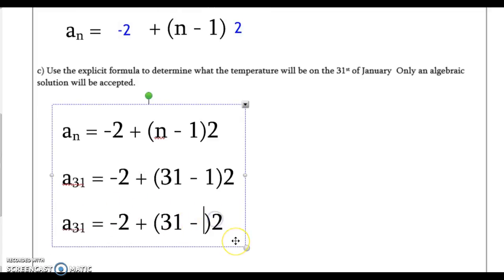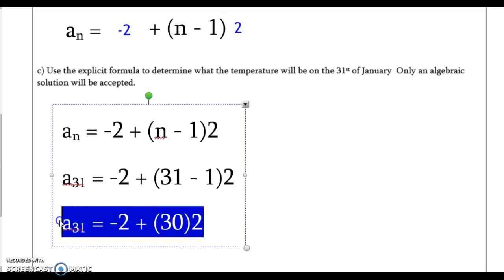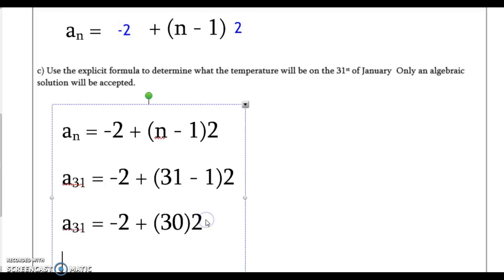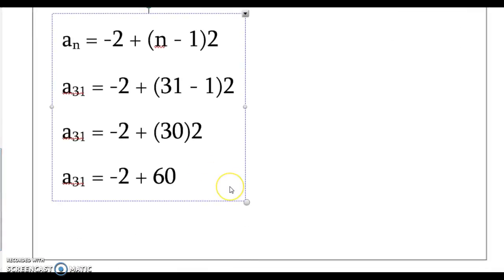31 minus 1 is just 30. When we've done order of operations, we did the parentheses first. Next thing to do is multiply. So 30 times 2 should give us 60. So we'll fill that in here. And then last but not least, we'll add. So 60 plus negative 2 is equal to 58.